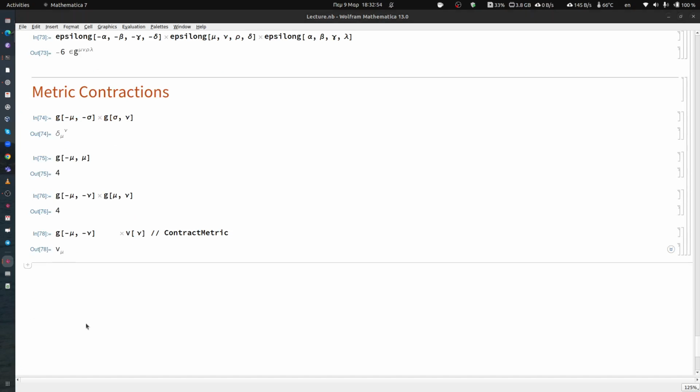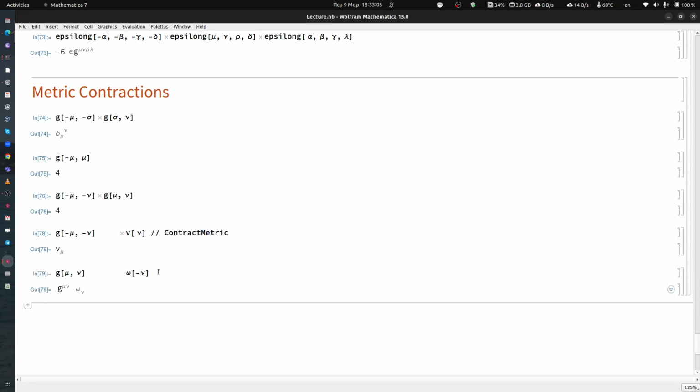Similarly, we can use the inverse metric to raise the index of the one form, omega. Now, this will give us a product like before, but if we apply ContractMetric, then the index of the one form is raised.